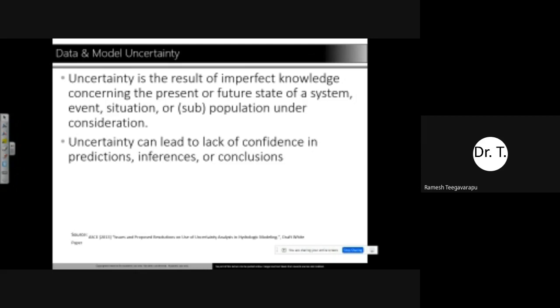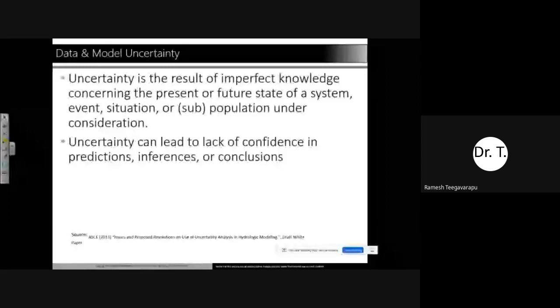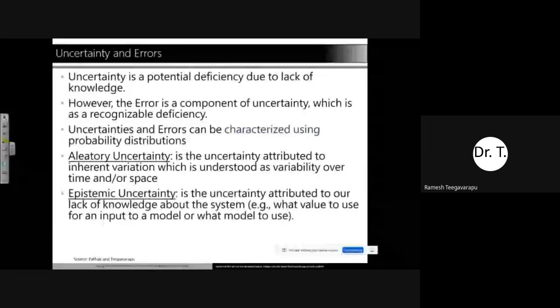So uncertainty, as we know, is a result of imperfect knowledge. Of course, sometimes we don't have complete knowledge of the situation or population under consideration, and that can lead to problems with our predictions, inferences, and conclusions. We don't have that strength in our conclusions, or what we call acceptance of our conclusions. Uncertainty is a potential deficiency due to lack of knowledge. Error is a component of the uncertainty, which is recognizable as a deficiency. Uncertainties and errors can be characterized using probability distributions.